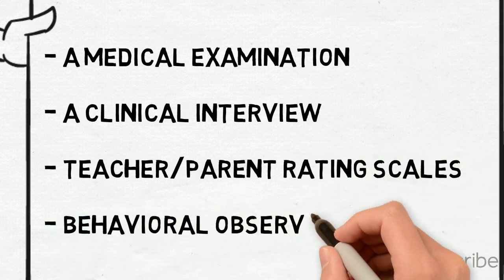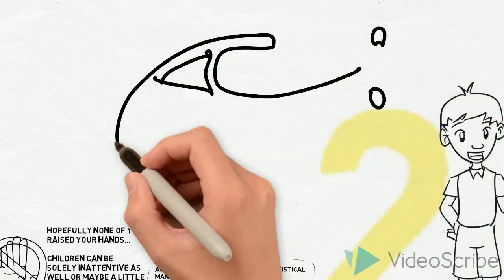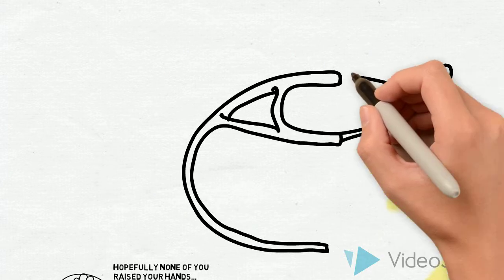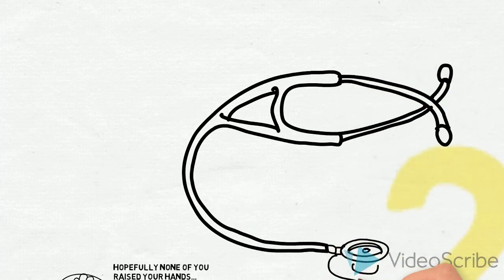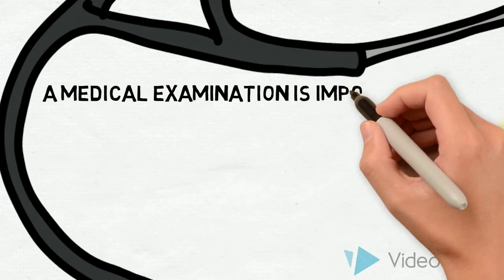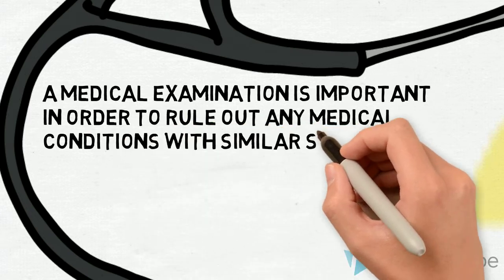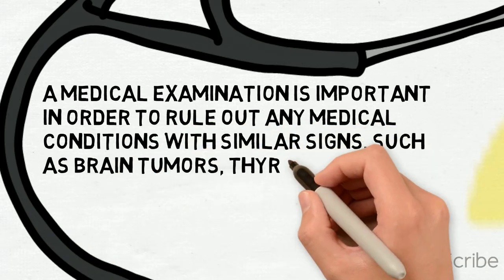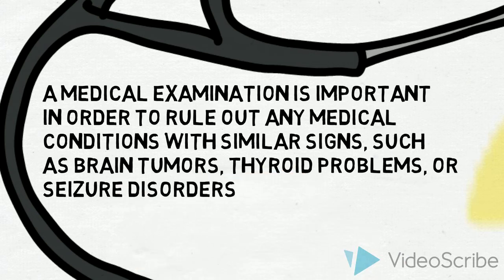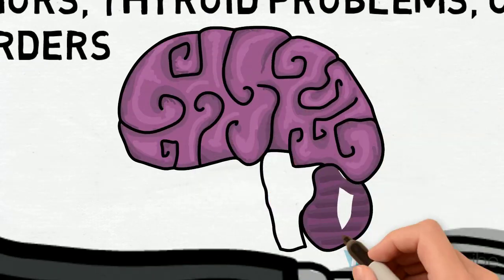Let's take a look at our first one. Why do we need to have a medical examination when determining whether a student has ADHD or not? This is an important step because we want to be able to rule out any other medical conditions with similar signs, such as brain tumors, thyroid problems, or seizure disorders. These and many other disorders can have the same implications as ADHD.